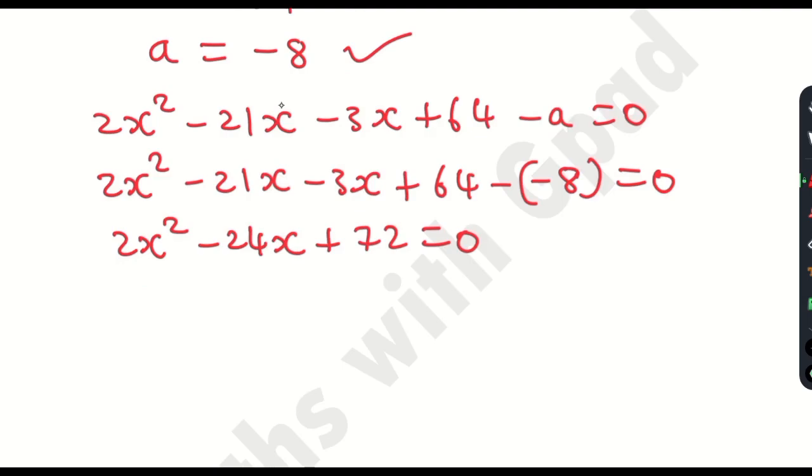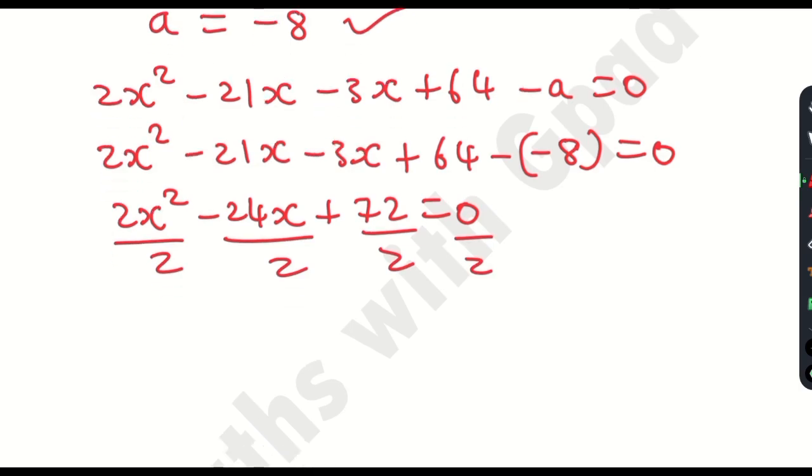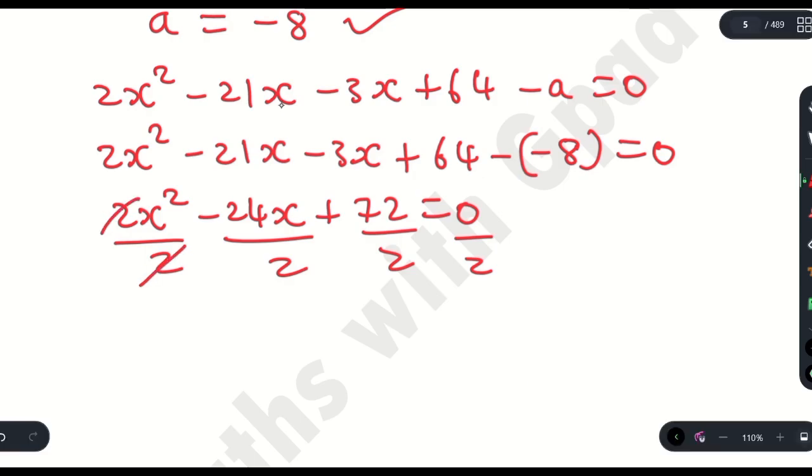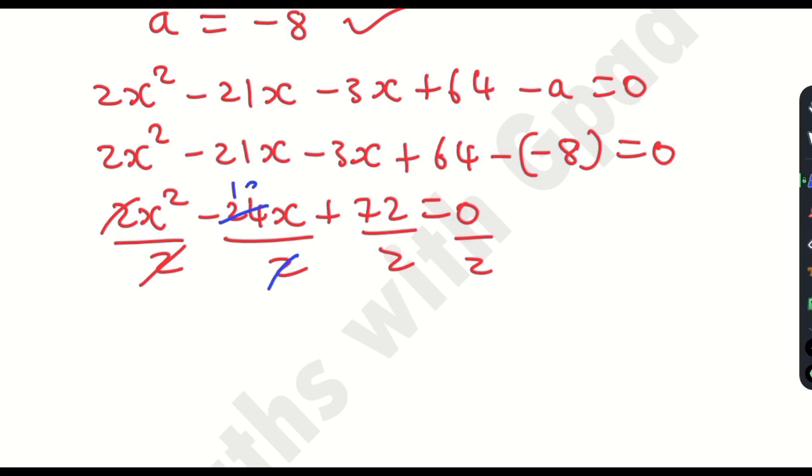Okay, before I do that, let's divide through by 2 because we can actually simplify by 2. So divide through by 2 and even 0 by 2, because whatever you do on the left hand side, you must do on the right hand side as well. So 2 cancels 2. Maybe I should change the color here now. 2 goes into 24, you have 12, okay? And then 2 goes into 72, you have 36. 0 divided by 2 is 0. So you have x squared minus 12x plus 36 is equal to 0.